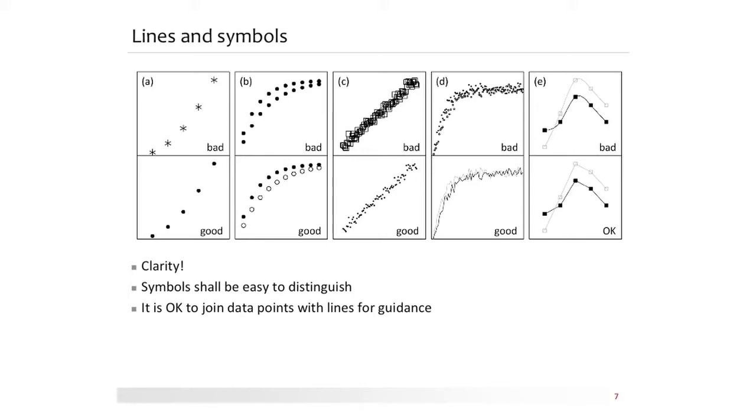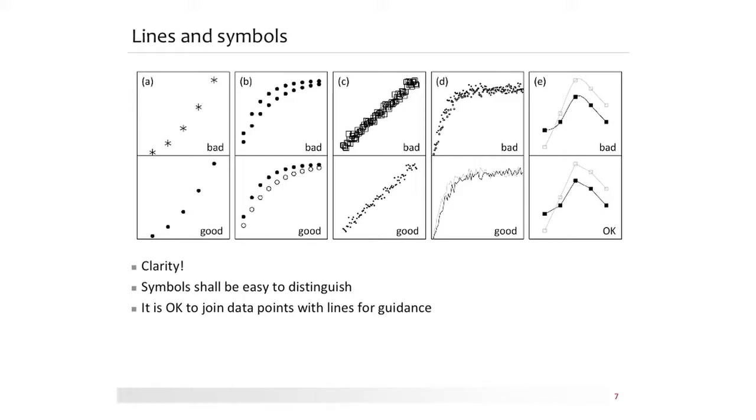The last example is slightly different. It's about lines and joining points with lines. So if you go on the internet and read various recommendations and rules on how to plot graphs, many people will tell you never ever join the points with lines. Okay? This is one of the rules many people recommend.